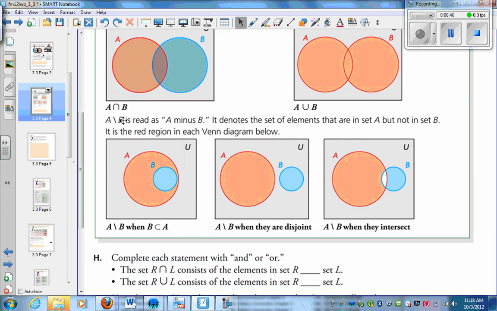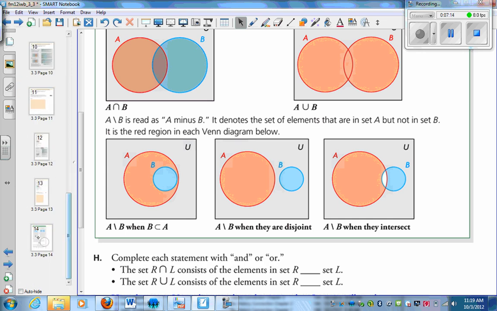Okay. A slash B is read as A minus B. It denotes the set of elements that are in A but not in B. So when B is included in A, we're talking about just all the red things. A but not B when they're disjoint, when there's nothing in common, I'm only talking about this red. And here, when they intersect, I'm only talking about the red, not the white. Things that are in A, not B. A minus B. Okay?